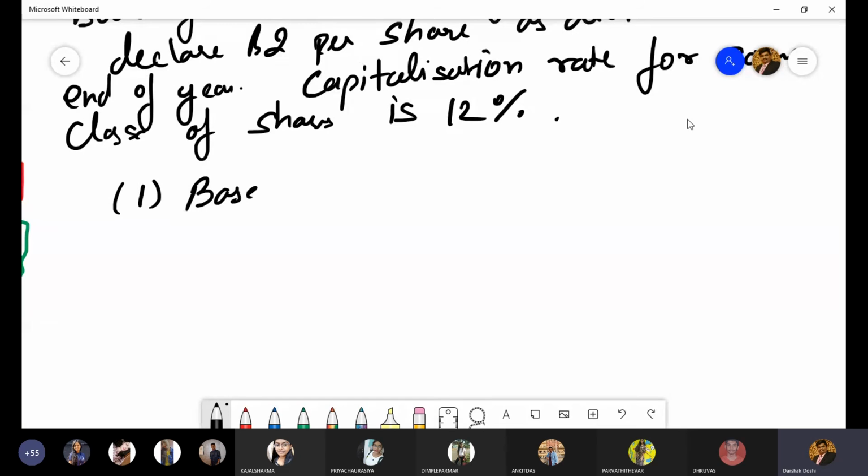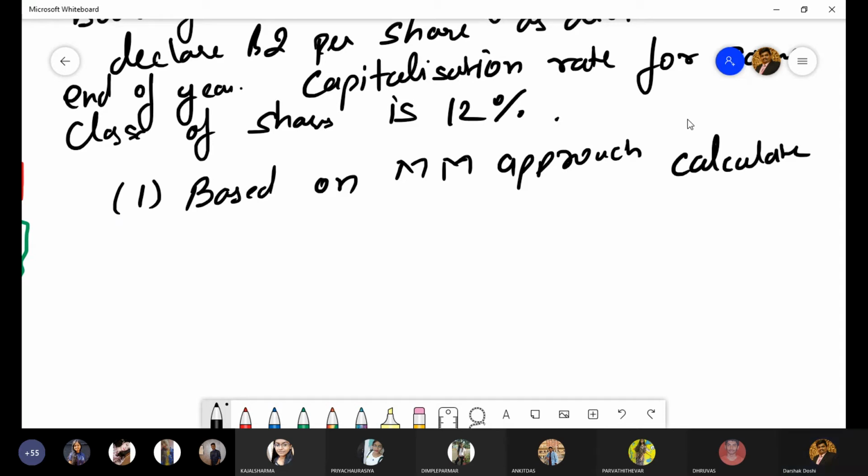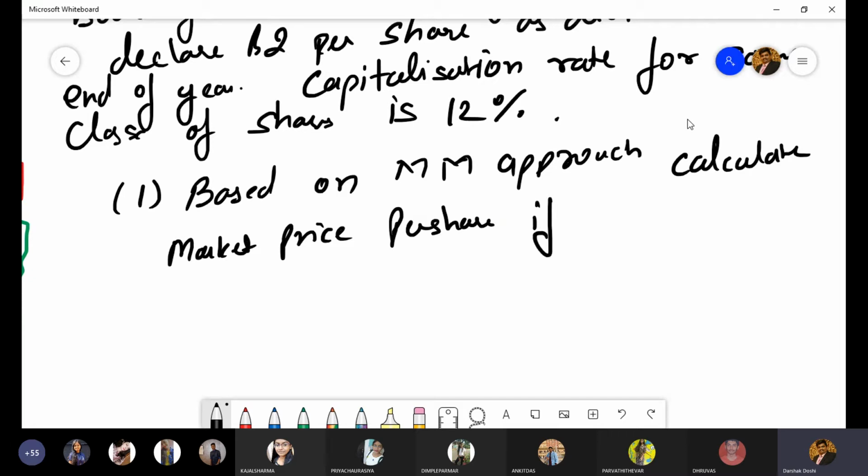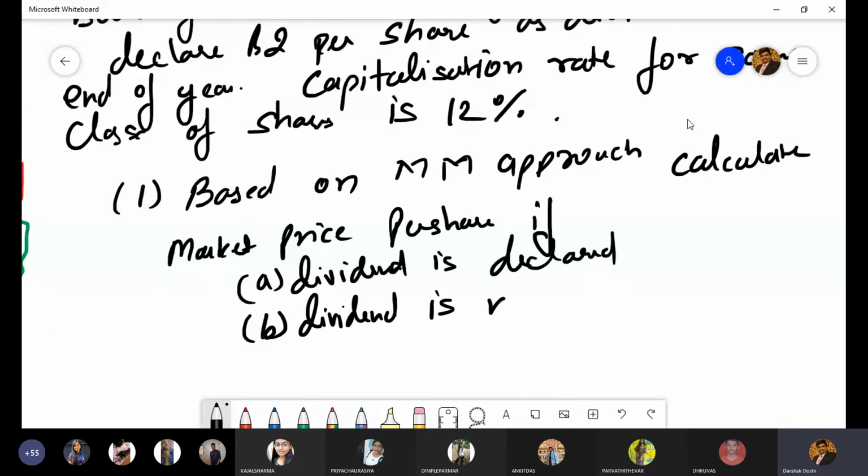Number one, based on Walter's approach, calculate market price per share if A, dividend is declared and B, dividend is not declared.